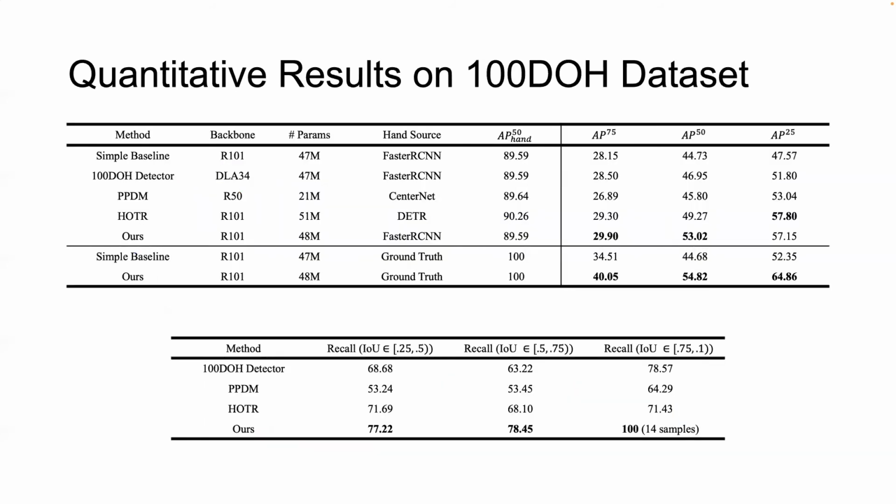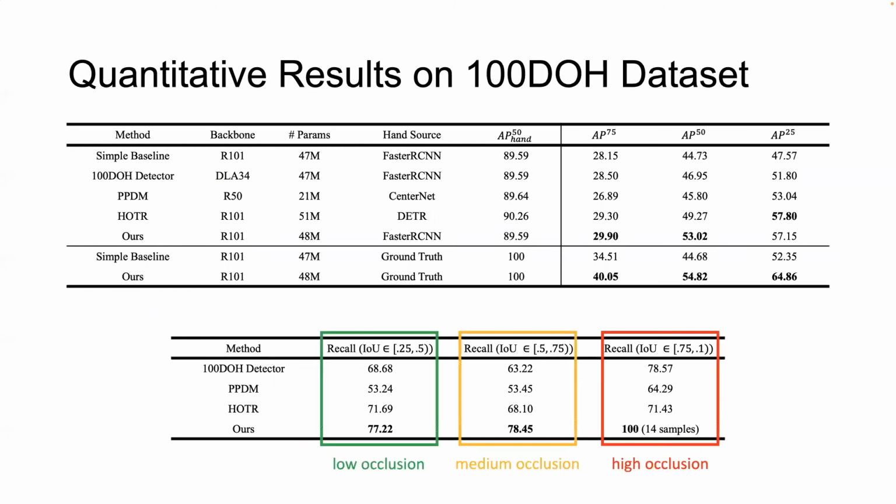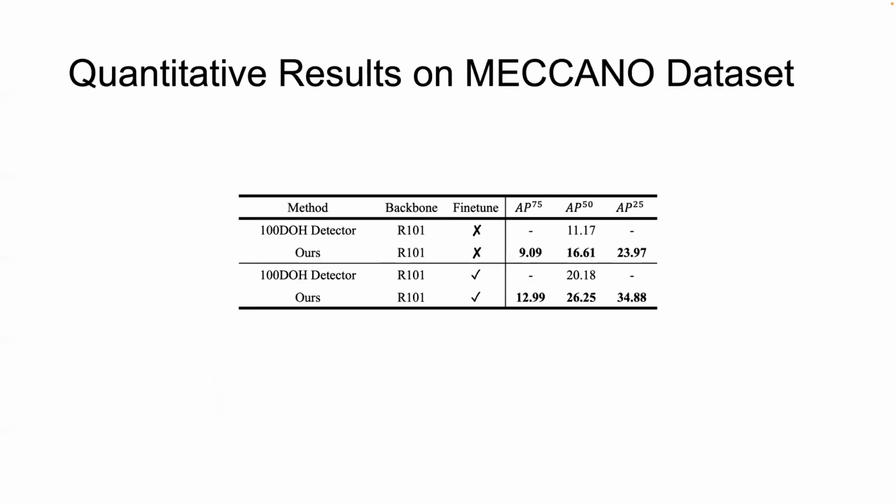Our method achieves state-of-the-art performance of hand-object interaction detection on the 100 days of hand dataset. Further analysis of recall shows our method is more robust to severe occlusions. We also evaluate our method on the egocentric MECCANO dataset. First, we test the baseline and our method trained on the 100 days of hand dataset, which demonstrates our method has better generalization ability across the datasets. The proposed method also gets better performance after fine-tuning on the MECCANO dataset.